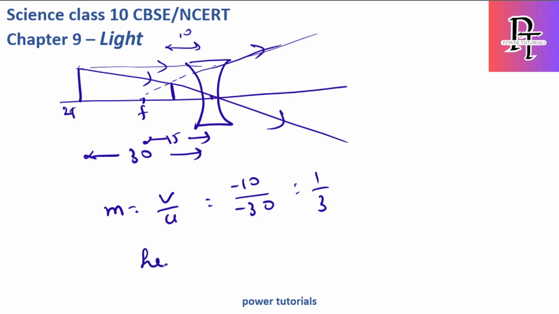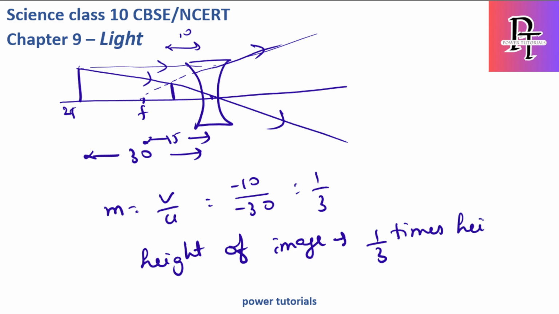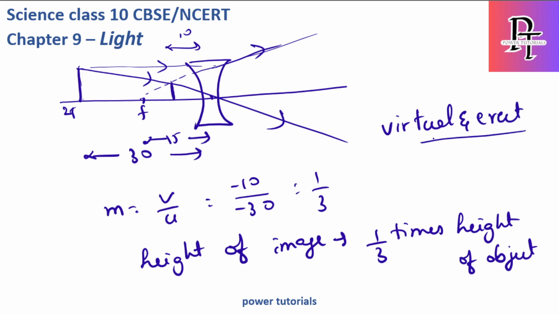So the height of the image is positive, and at the same time 1 by 3 times the height of the object. So the height has been decreased by 1 by 3 times. You can see here also, this is larger whereas this is small. If they ask about nature, you have to say it is virtual and direct, because all the images formed by a concave lens are always virtual and direct.